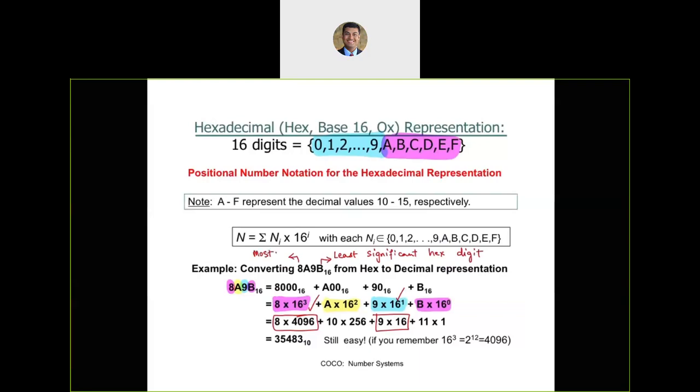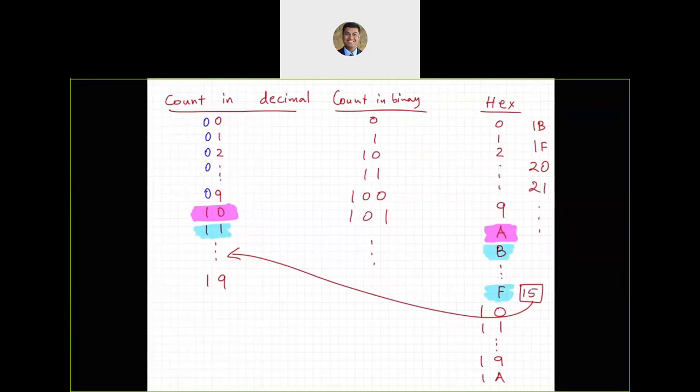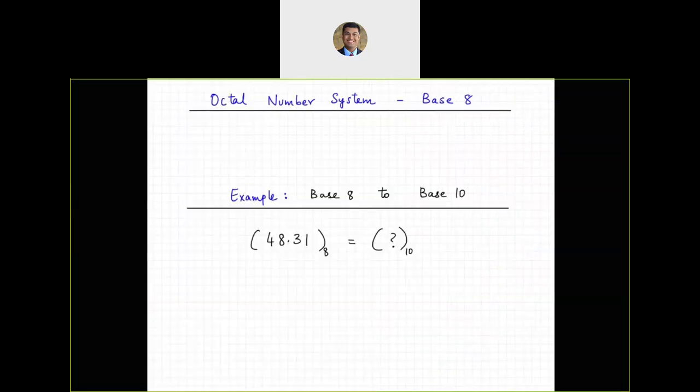Let's move on. We learned how to count. Now let's take a look at an octal number system. Octal number system has a base or radix of 8. What are the symbols of this number system? Octal number system belongs to 0, 1, 2, 3, 4, 5, 6, and 7. 8 symbols, those are 0 through 7.